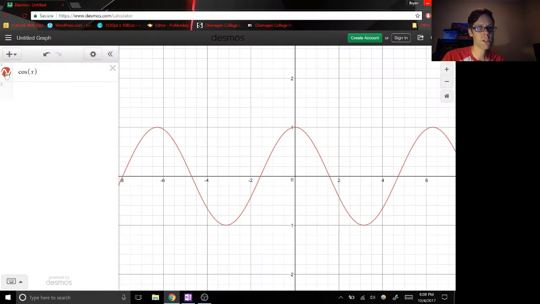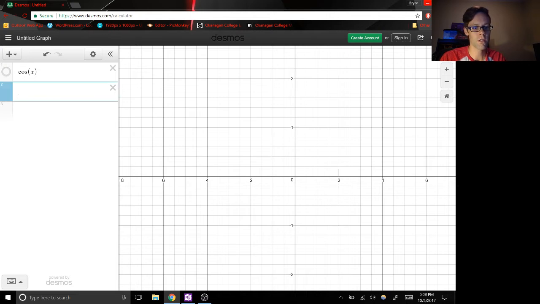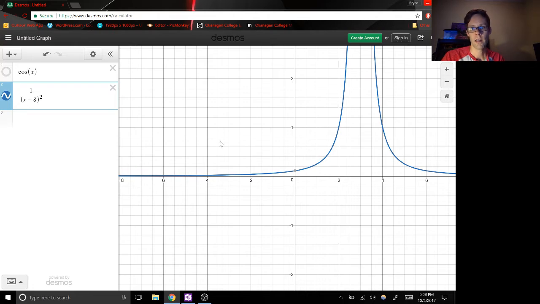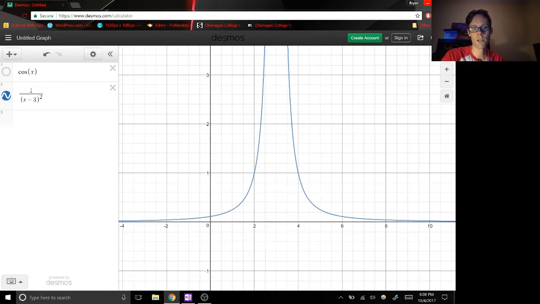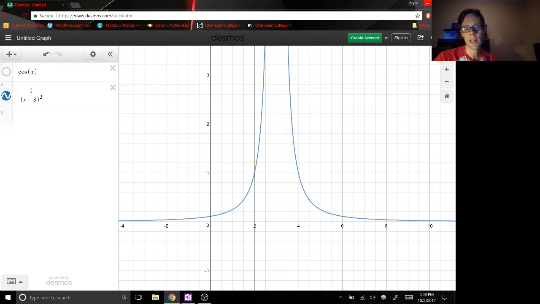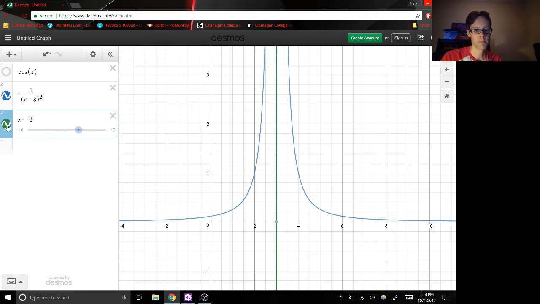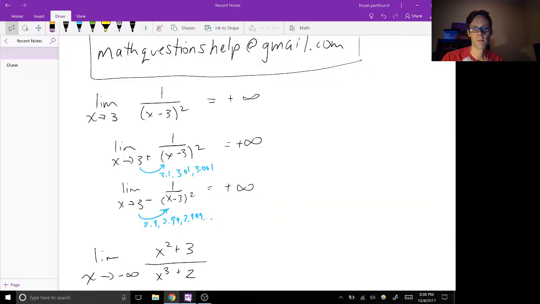And if you want to double check this, you can plot it into Desmos. So 1 over (x minus 3) squared, and there it is. As we get closer and closer to 3, our limits are telling us that the vertical asymptote right at x equals 3, on either side, is blowing up and going towards positive infinity. Okay, so that's how we tackle that first limit.